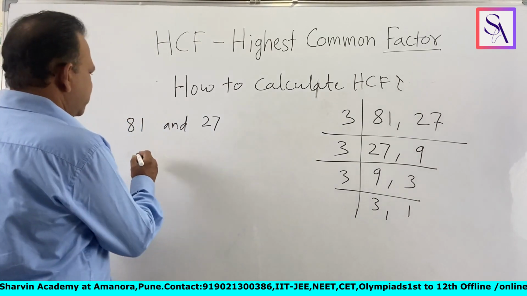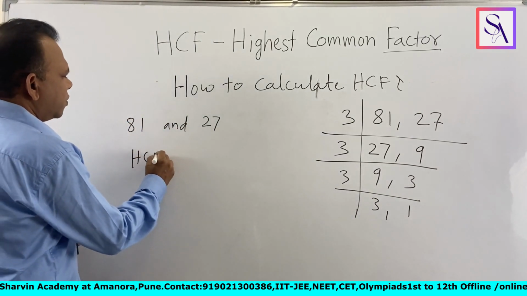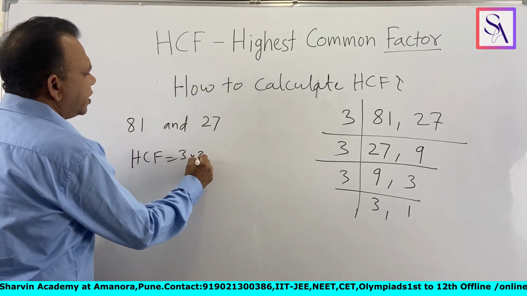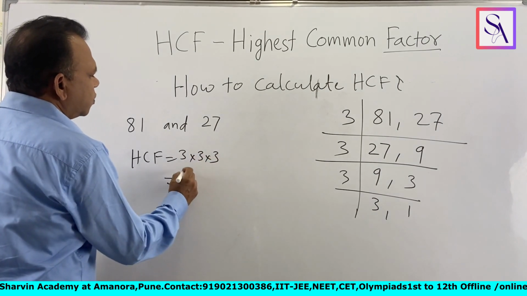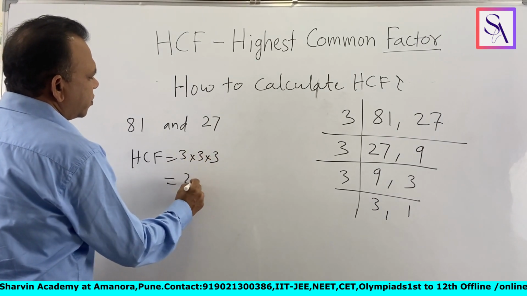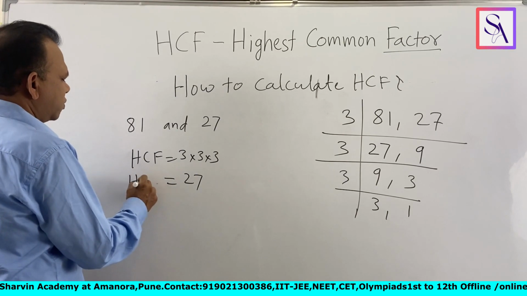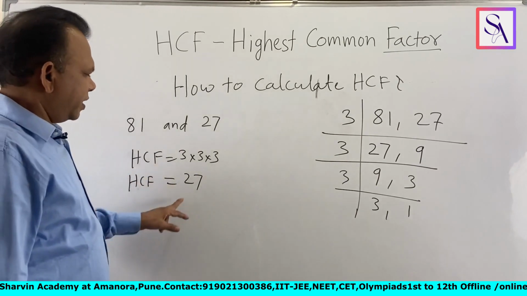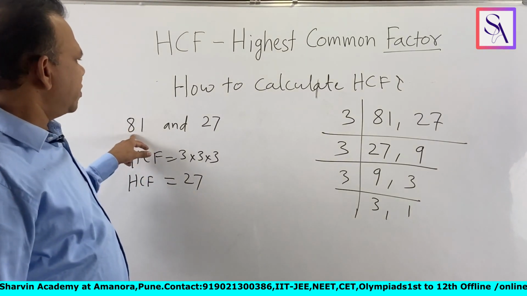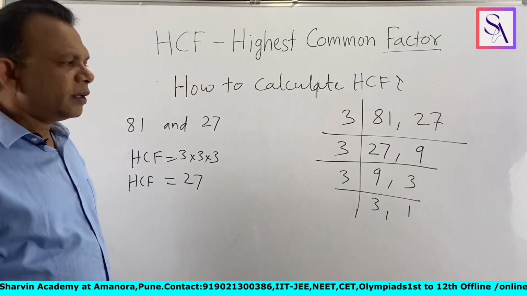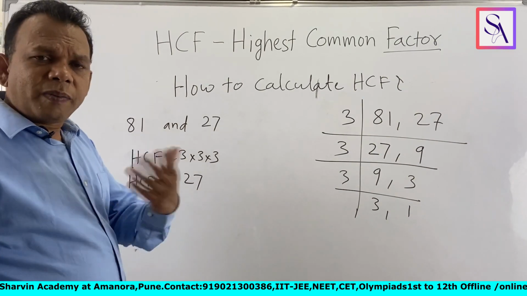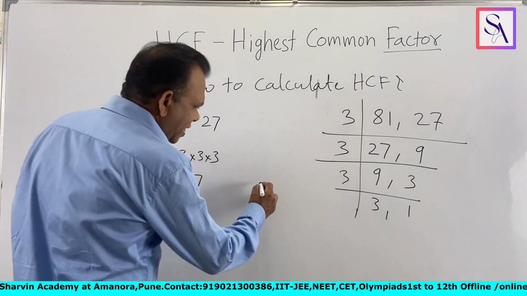So HCF is 3 into 3 into 3. 3 3s are 9, 9 3s are 27. So 27 is HCF. So the highest common factor is 27 for 81 and 27. Correct? Some people will say that I can do it like this as well.